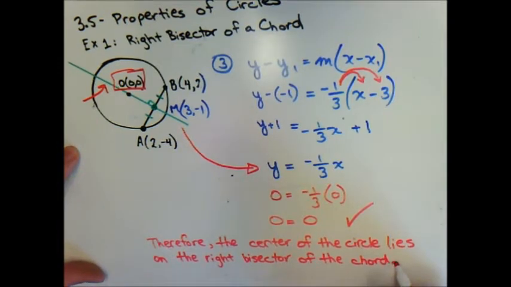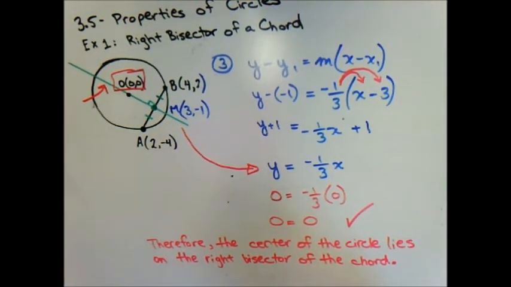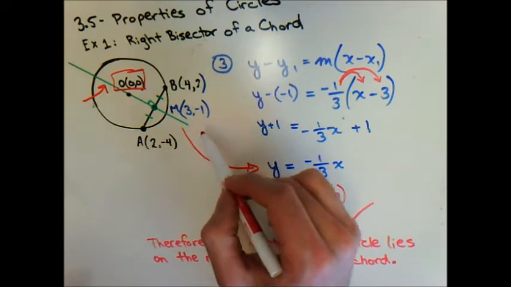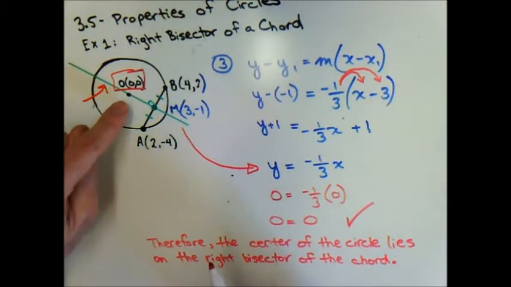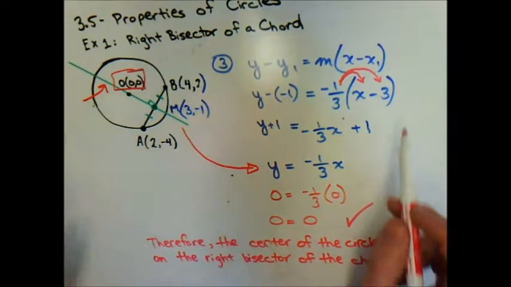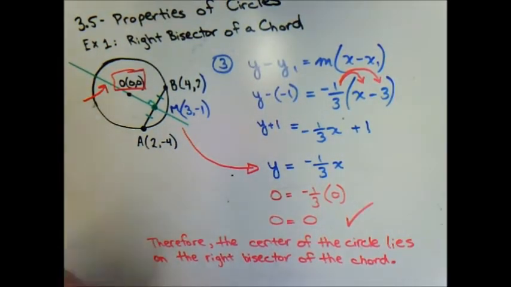And I left it very general because this is true of any chord in any circle. The center of the circle lies on the right bisector of the chord. So if you ever draw a chord and a right bisector, you can be certain that it will cross through the center of the circle, and we've shown you how to verify it in 3 steps.